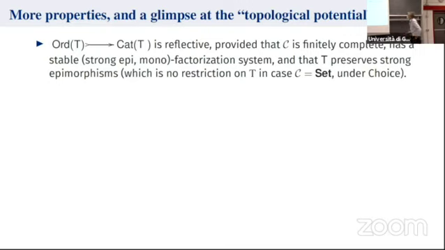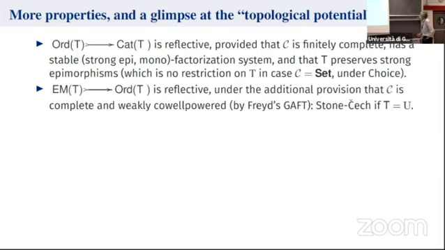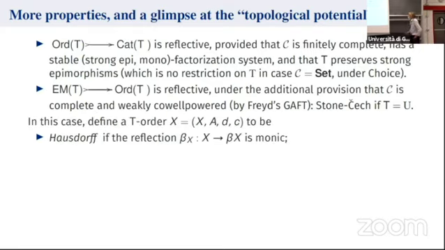So Ort is reflective in Cat T under mild additional assumptions. And the Eilenberg-Moore category is reflective in Ort T. Here we employ the general adjoint functor theorem, because in the case of the ultra-filter monad, you're talking Stone-Čech compactification. So there's no easy constructive proof here.